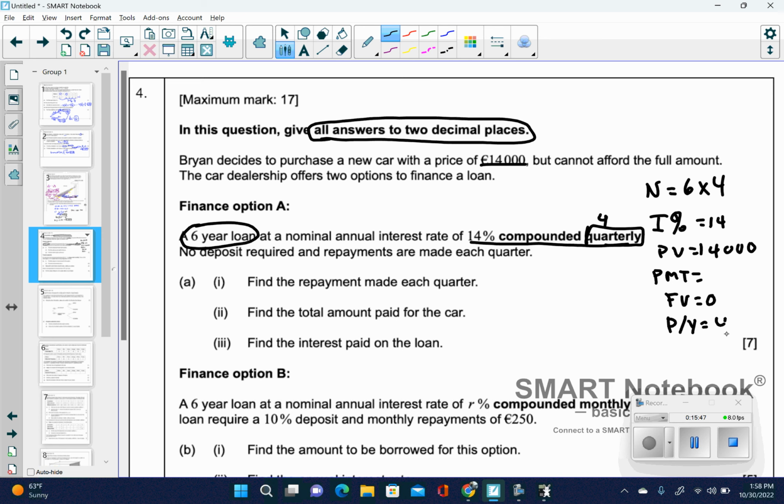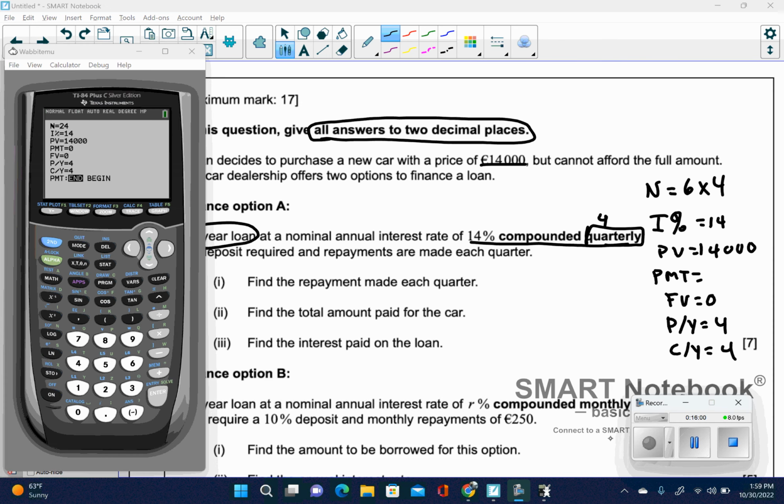That is going to be 4, which is how much it's compounded, and the compound per year is also going to be 4. Okay, so now we're going to go ahead and plug this into the calculator. I just went ahead and plugged this into the calculator. For n, I put in 6 times 4 and it converted it to 24 for me, right? You can read what the rest of it is.